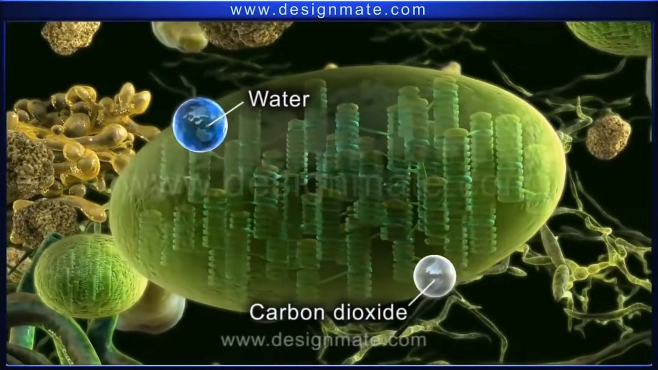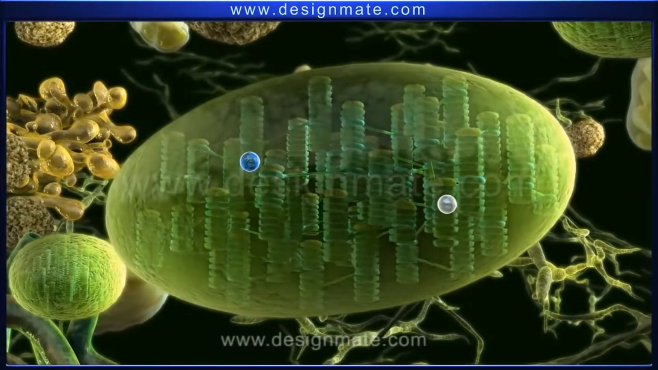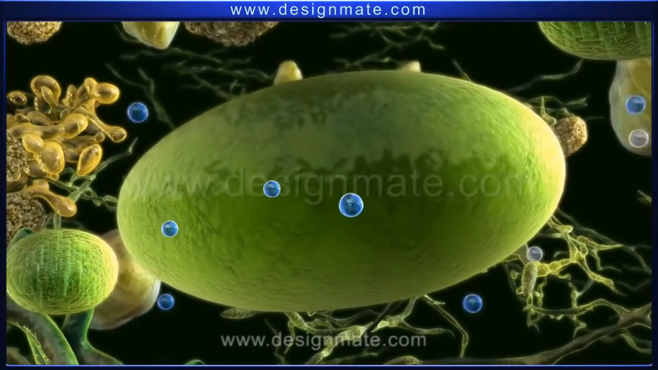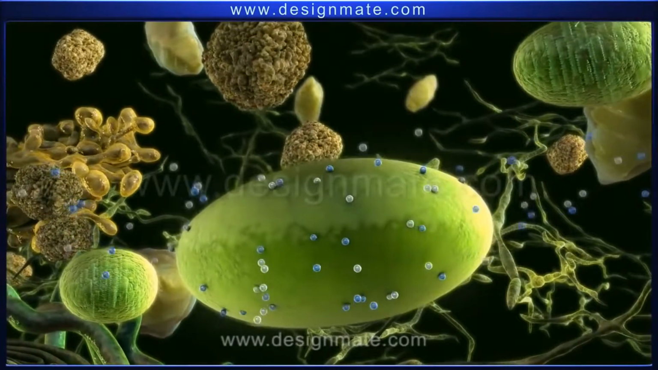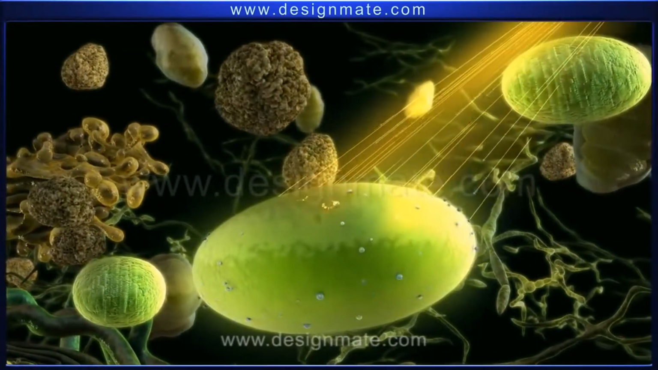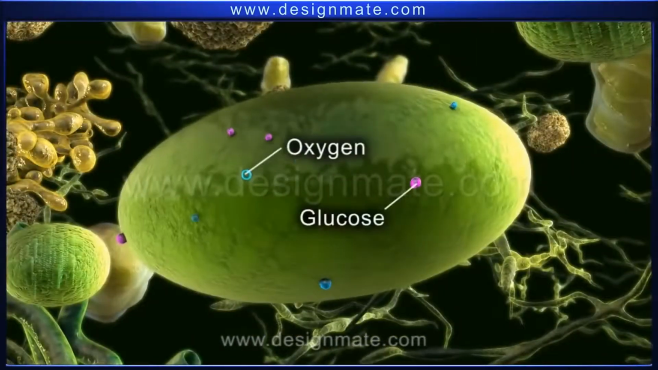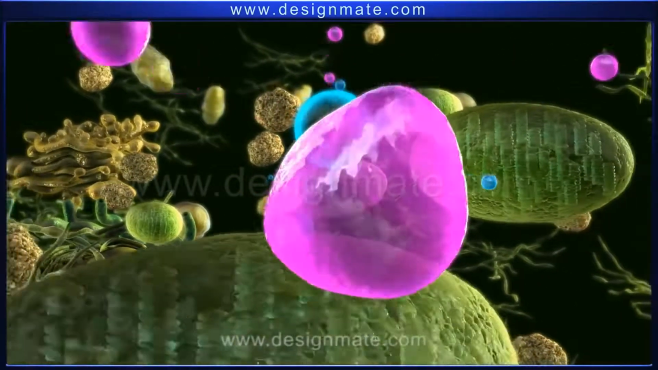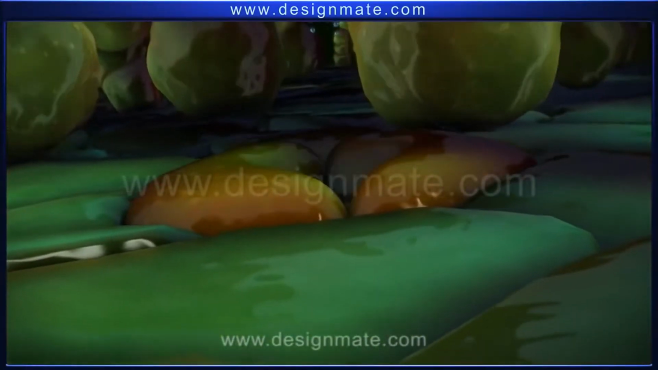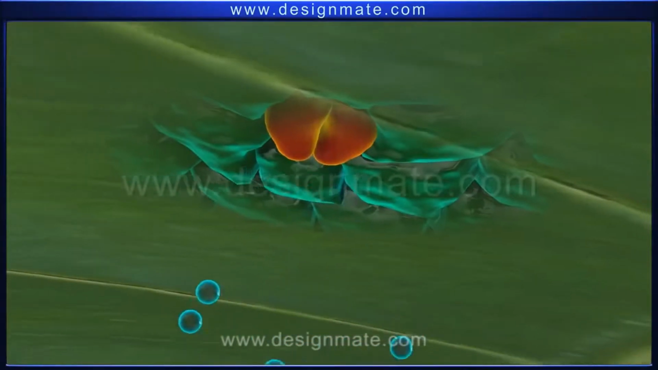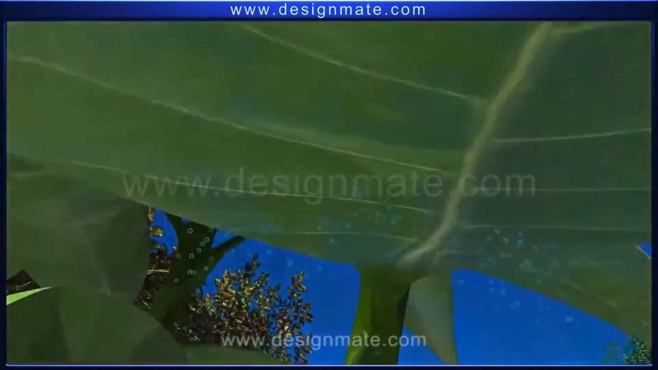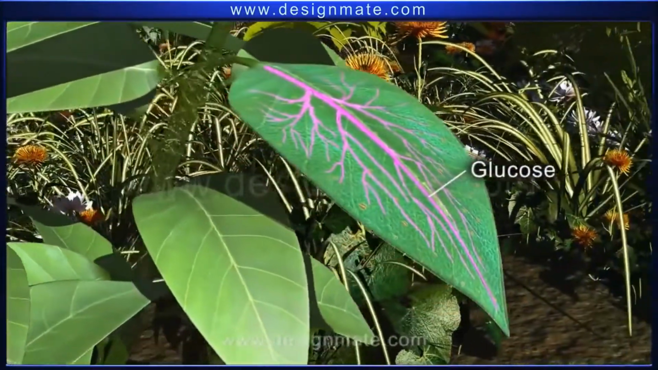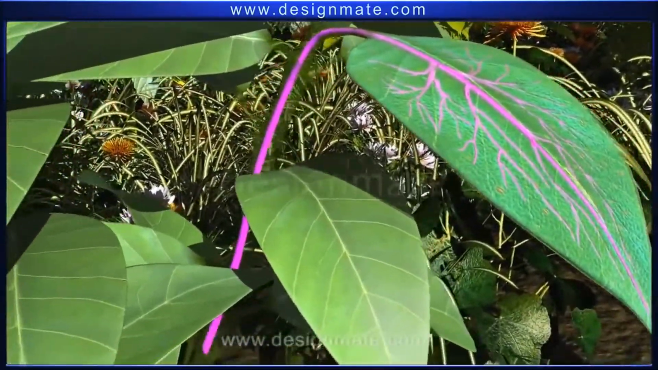Both water and carbon dioxide molecules are finally absorbed by the chloroplast, where in the presence of chlorophyll and sunlight, they synthesize glucose and release oxygen. The oxygen diffuses out through the stomata. The glucose is transported through other specialized tubes to all parts of the plant, aiding in their growth.